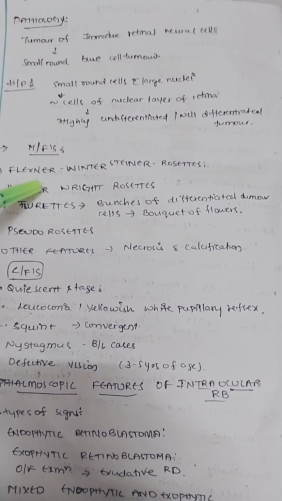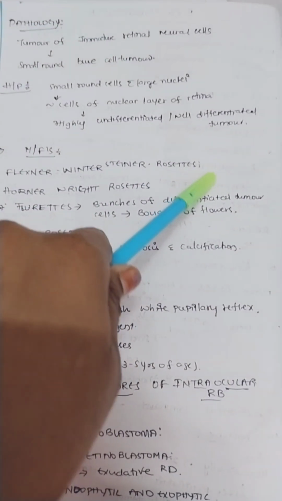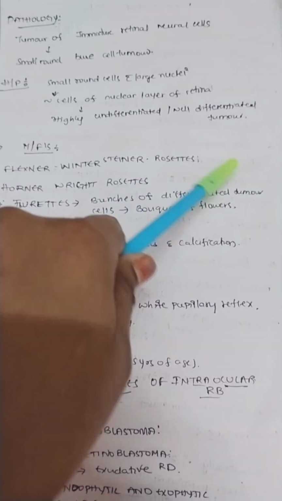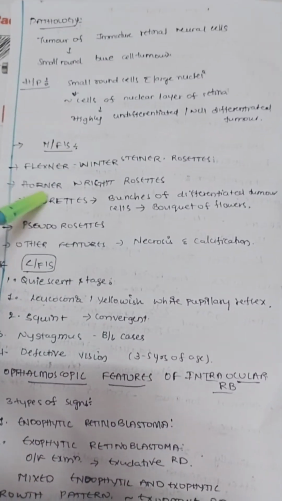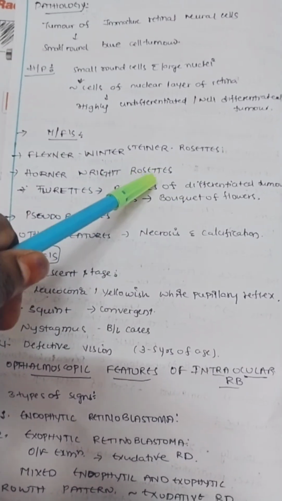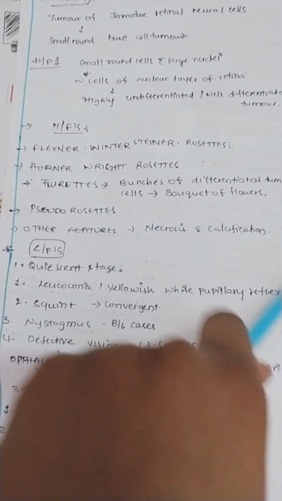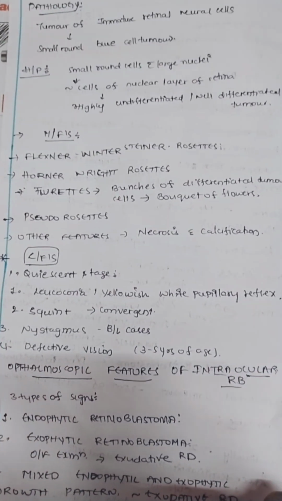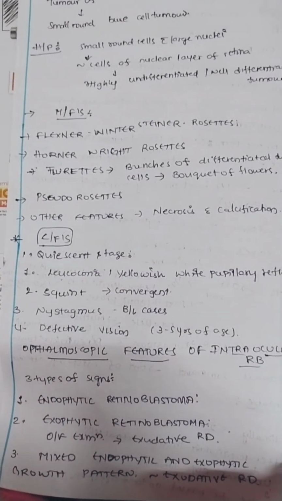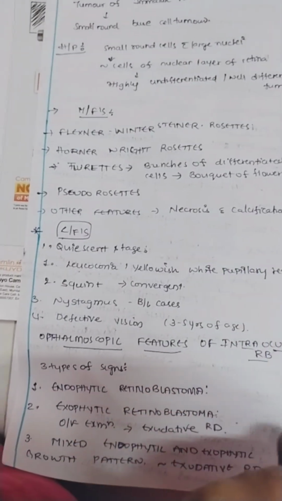Coming to the microscopic features, we will see Flexner-Wintersteiner rosettes, meaning the cells are arranged as rosettes with a well-defined lumen, a clear center, and the surrounding cells like rose petals. Homer Wright rosettes will also be present, and these do not have a central lumen; the lumen part is covered, there is no central clear lumen. Fleurettes are bunches of differentiated tumor cells that appear like a bouquet of flowers. There may be pseudorosettes with vascularization also. Other features are necrosis and calcification.